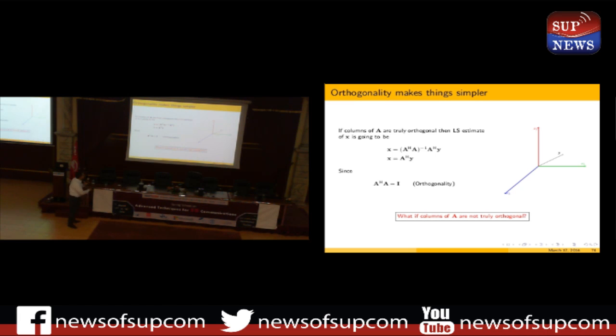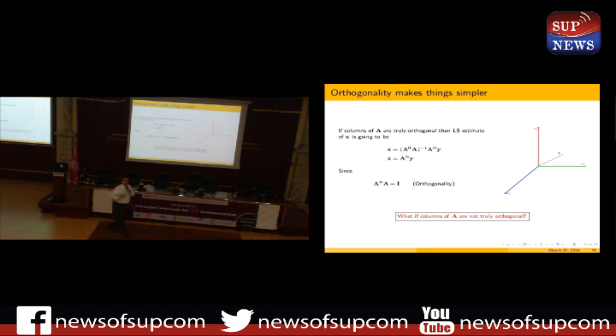Let's look at it this way. I have this y, and I want to find its components along x1, x2, x3. I correlate y with this vector, I independently correlate y with this vector and with this vector, and I get the components. This is if the columns are orthogonal.